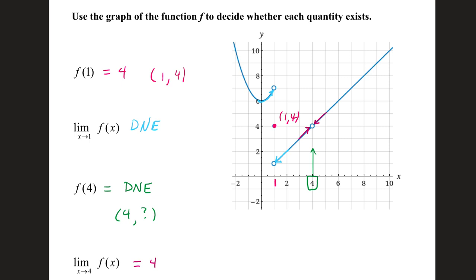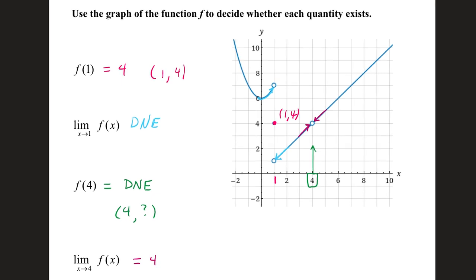When it comes to limits, you're looking at the approach value, and so for the limit as x approaches 1 of our function, we are looking for a common y value when we approach 1 from the left side and when we approach 1 from the right side. We do not get a match. As we approach 1 from the left side, our y value is approaching 7. When we approach 1 from the right side, our y value is approaching 1. Therefore, that limit does not exist.